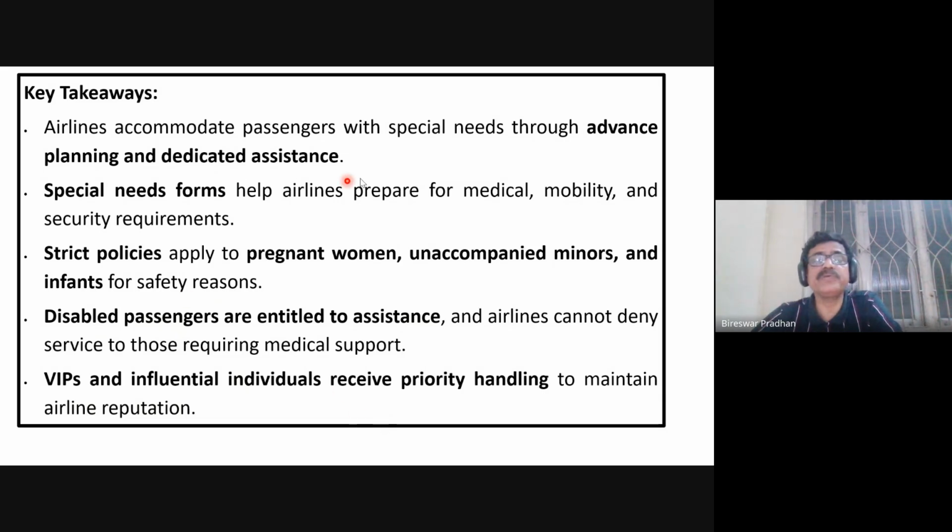Airlines accommodate passengers with special needs through advanced planning and dedicated assistance. Special needs help airlines prepare for medical, mobility, and security requirements. Strict policies apply to pregnant women, unaccompanied minors, and infants for safety reasons. Disabled passengers are entitled to assistance, and airlines cannot deny service to those who require medical support. VIPs and influential individuals receive priority handling to maintain the airline's reputation.